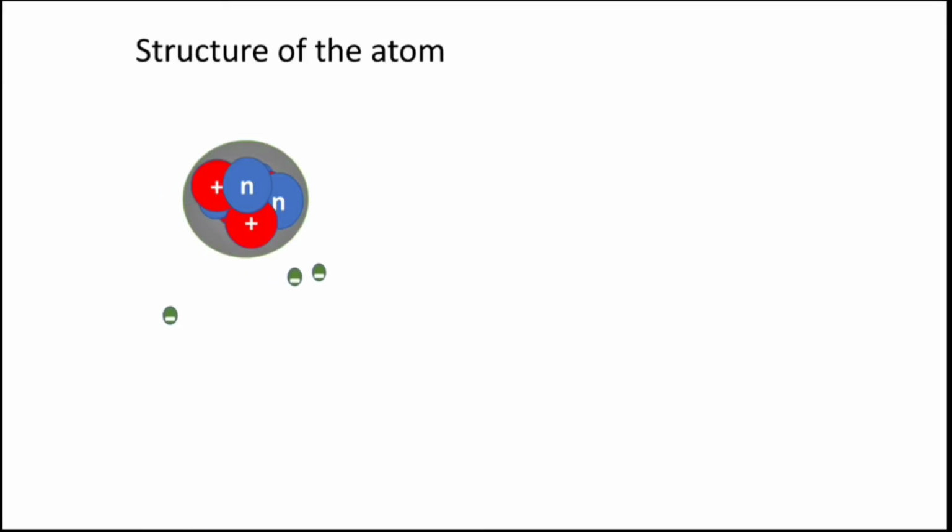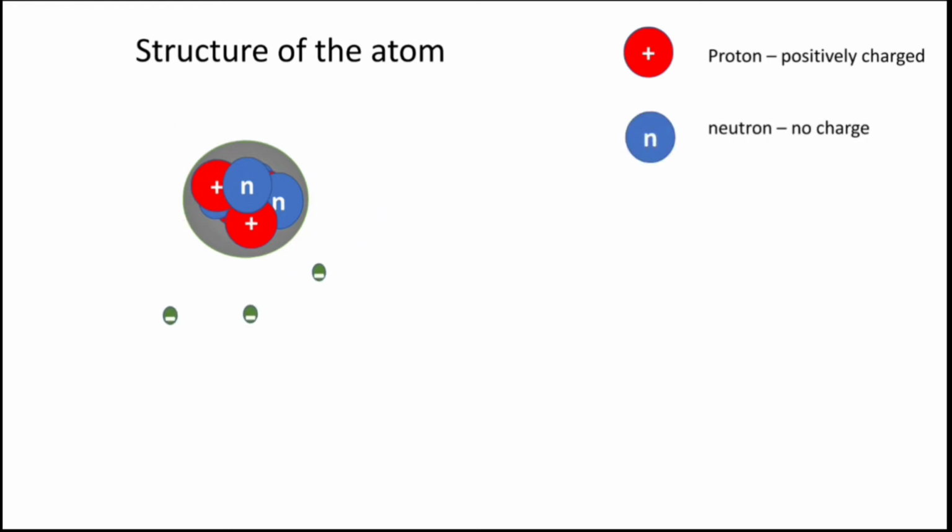The structure of the atom is very similar to the solar system of planets, where we have the sun in the center and the planets orbiting around. But in this case, we have the protons and neutrons forming the core of the atom and the electrons orbiting around. So in this model, the positive represents the protons. Protons are positively charged particles found inside the nucleus. N is for neutrons. These are particles that have no charge. And orbiting around the protons and the neutrons are the electrons.